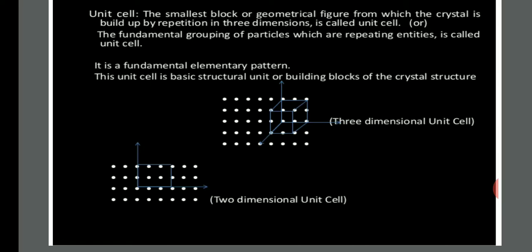The smallest block or geometrical figure from which the crystal is built up by repetition in 3 dimensions is called the unit cell, or the fundamental grouping of particles which are repeating entries is called the unit cell. It is a fundamental elementary pattern. This unit cell is the basic structural unit or building block of crystal structure. Unit cells can be 3-dimensional and 2-dimensional. Mark in the figure also.